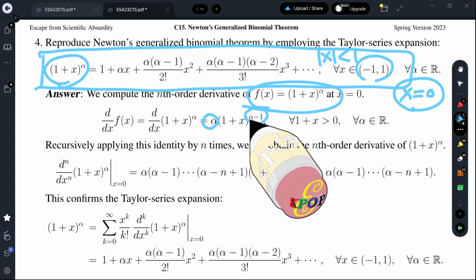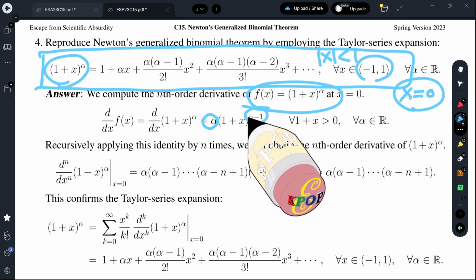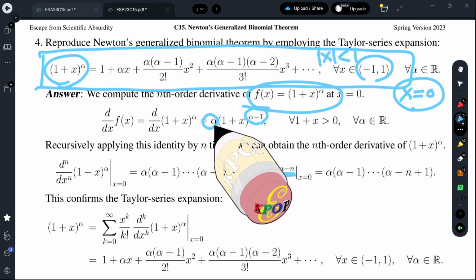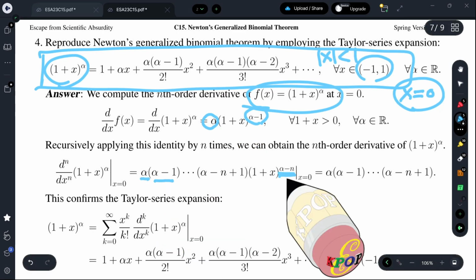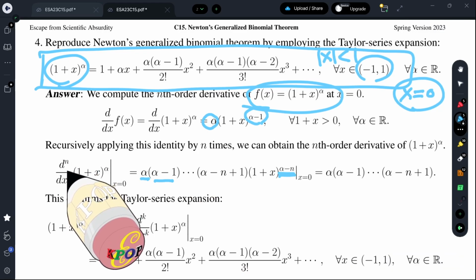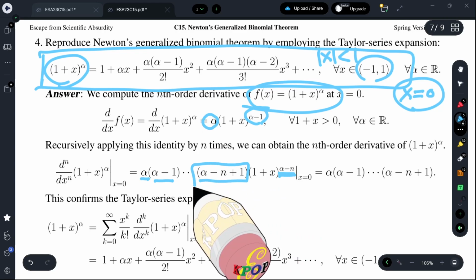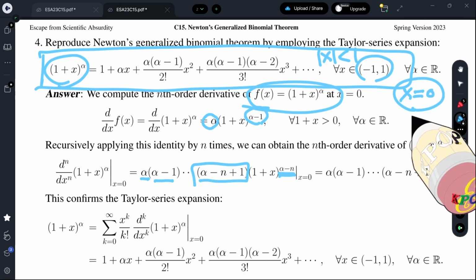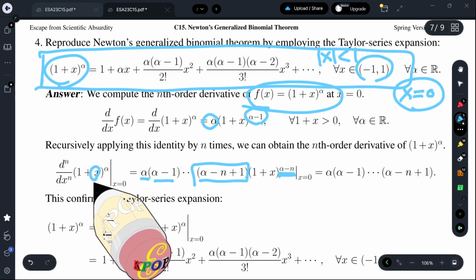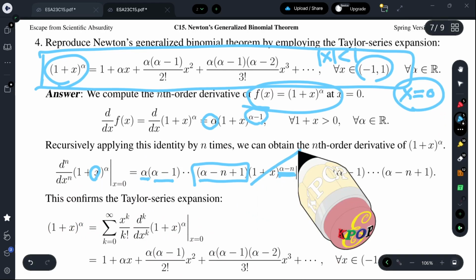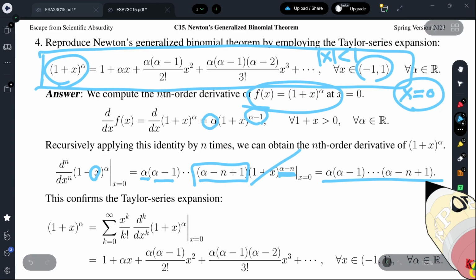And when we take the derivative, each time this power is multiplied to the front factor. As a result, alpha, alpha minus 1, and if I take the nth order derivative, alpha minus n plus 1 is the last factor. And then I'd like to know the derivative evaluated at x equals 0. In that case, this one vanishes and only the other factor survives.